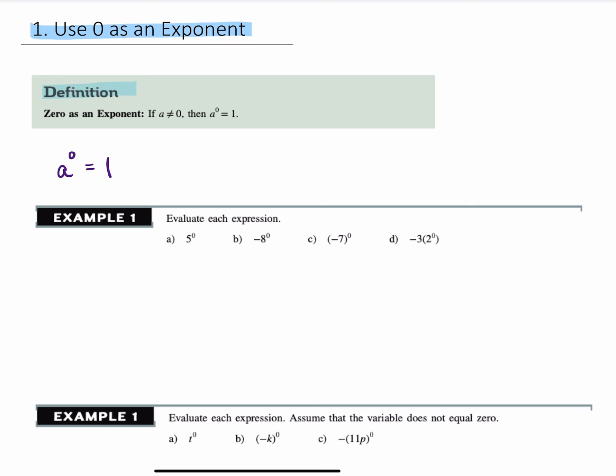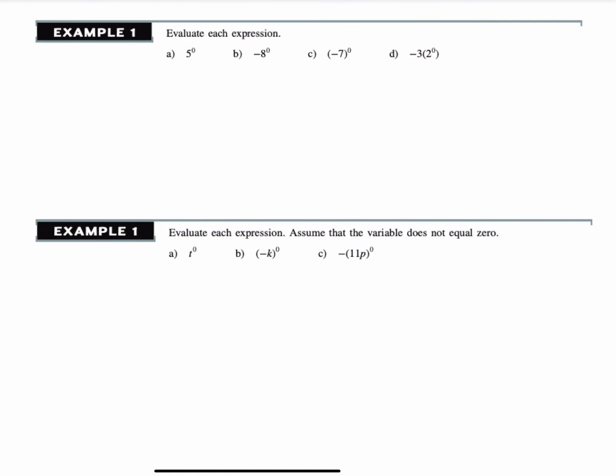So just to throw a few examples. Part A, 5 to the 0 power will equal positive 1. Part B, we have negative 8 to the 0 power. So be careful here. We don't have the negative in parentheses. We just have the base as positive 8. So this will be negative 1. So negative 1. We'll keep the negative here.